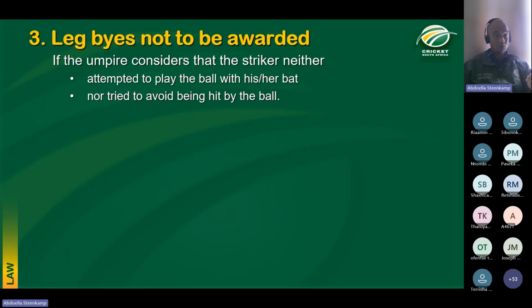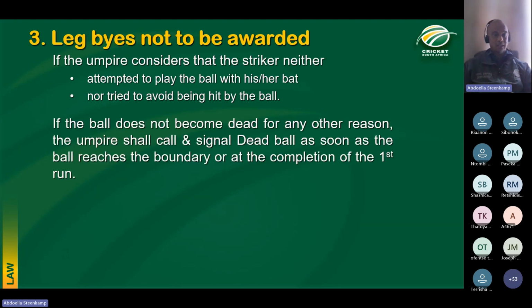So when it comes to leg byes not being awarded, this is where the no stroke offered comes in. If a striker didn't attempt to play at the ball with the bat, i.e. didn't offer a shot, and the ball hits any part of the person, and usually most of the time it hits the pad and ricochets, because no shot was played, or the striker didn't try to avoid being hit by the ball, this leg bye should not be awarded.